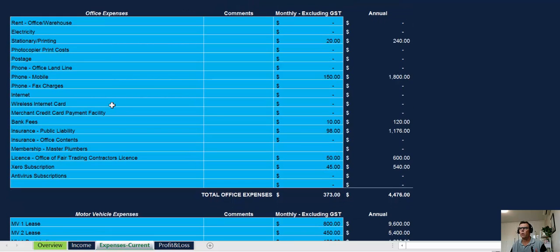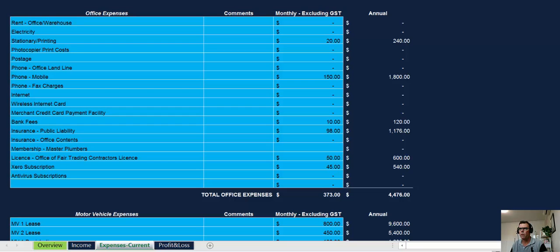Once we've done that, and we scroll down, we'll then start to have a look at all your line-by-line expenses. So here we categorize all your office expenses. Now, all these expenses should obviously be in your chart of accounts in your accounting program. But you can change this in the blue cells, what's an applicable office expense to you, and then put in the monthly expense excluding GST.